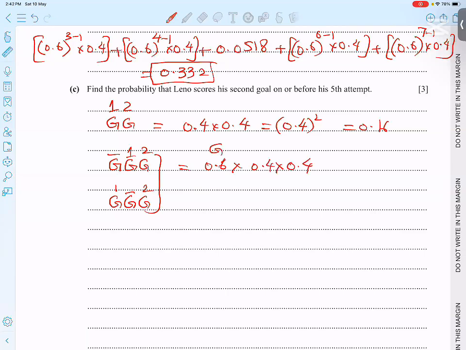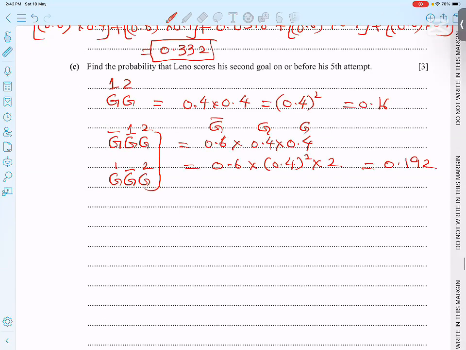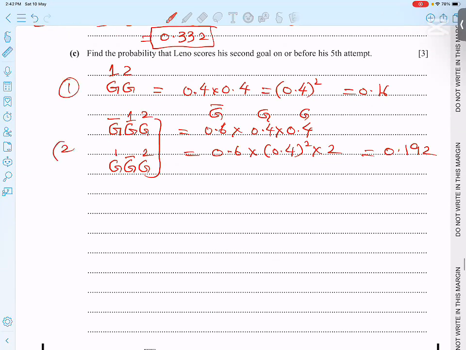It means not goal, goal, and goal. So, or I can say 0.6 into 0.4 to the power 2. But for your knowledge, it's happening 2 times, so that is why. Okay, so my answer turns out to be, let me check in the calculator, 0.192. Now, first situation, second situation, let's talk about the third situation.